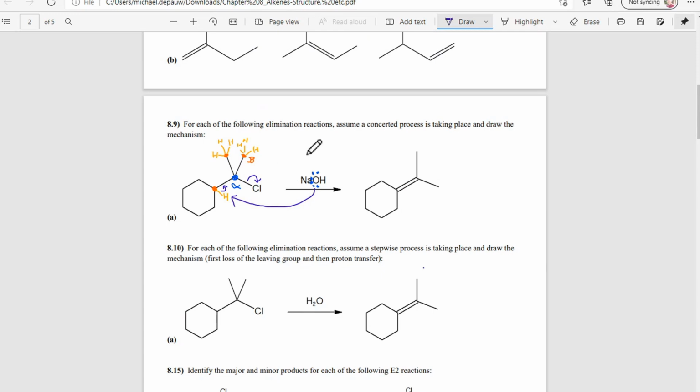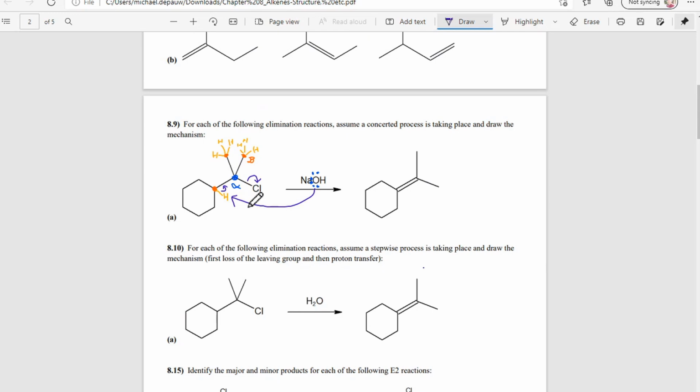Now, there's really one main reason why it prefers to give you this product. Based on what we just went over, what do you think that is? You have a tertiary beta carbon?